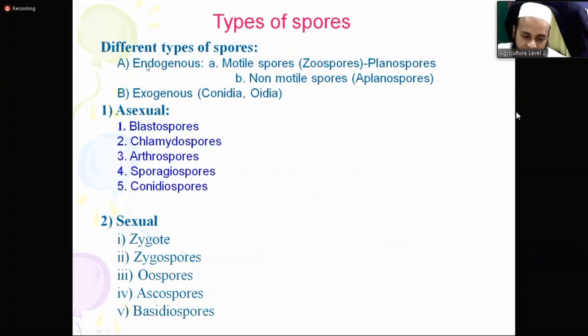So different types of spore, I told you, exogenous and endogenous. By this way we can define one is spore, another is conidia. Based on their sexuality, spore may be of different types. Asexual types of spore: blastospore, chlamydospore, arthospores, sporangiospores, and conidiospores. Please try to remember all of these.